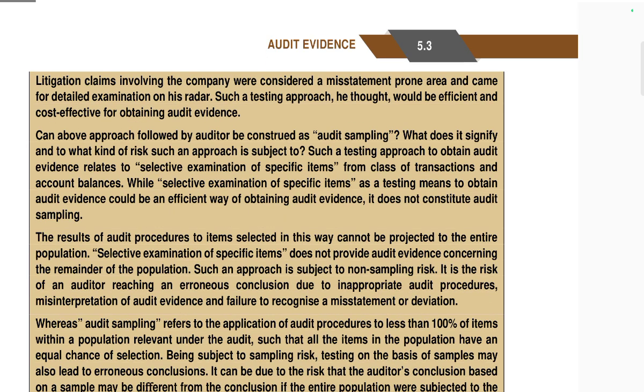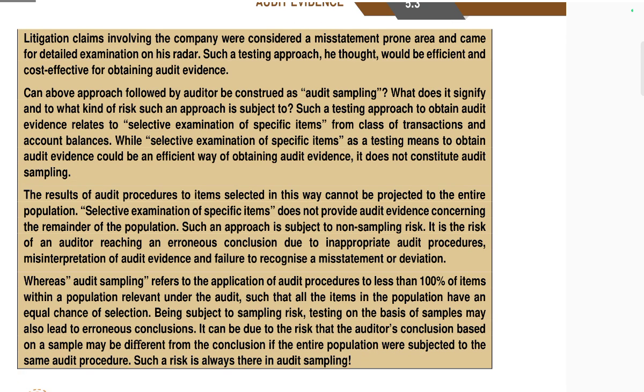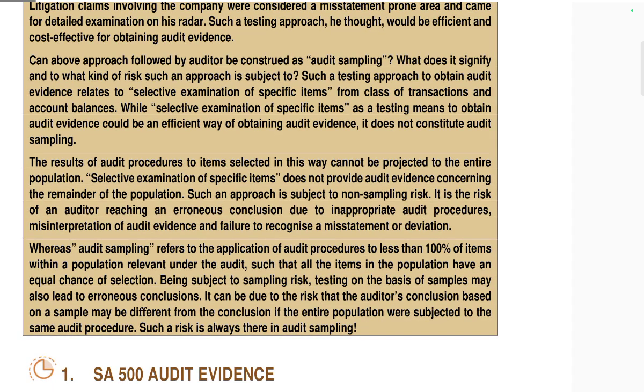Litigation claims involving the companies are suggested as a primary risk area, where a detailed examination is needed. In this testing approach, he would be efficient and cost efficient in obtaining audit evidence. Can you say which of the following approaches by the auditor constitutes audit sampling, and which does not, while giving rise to the required audit risk?